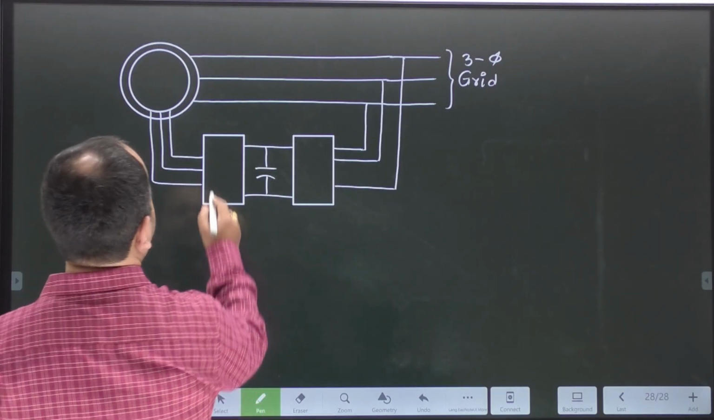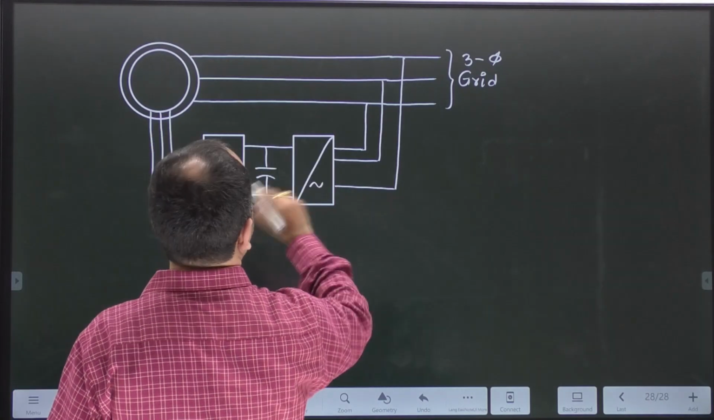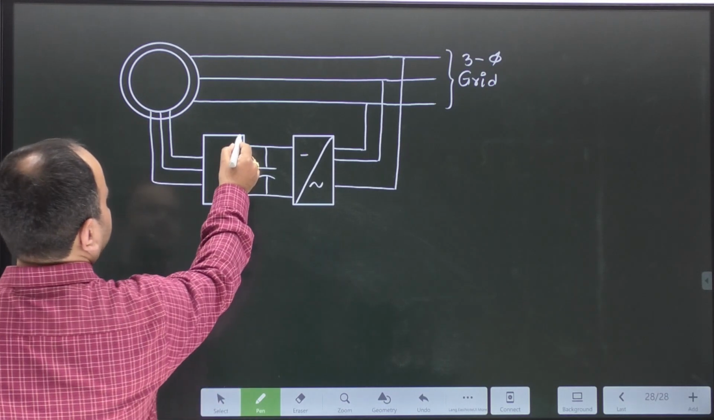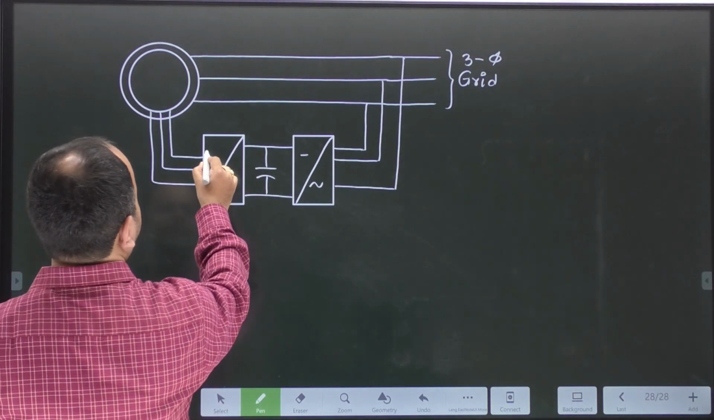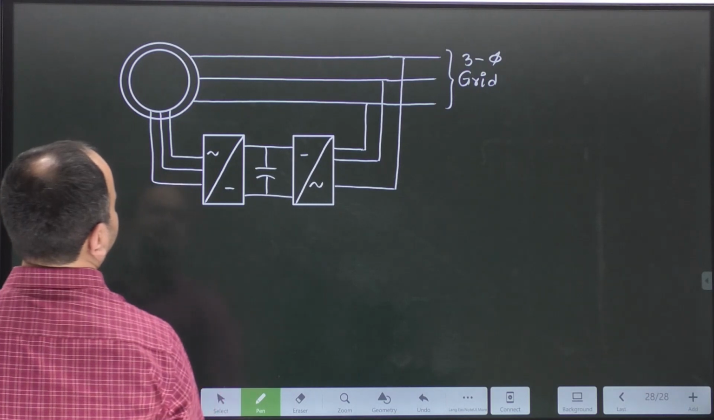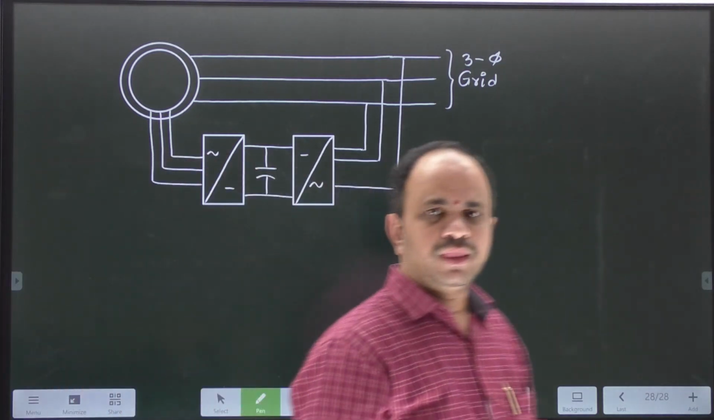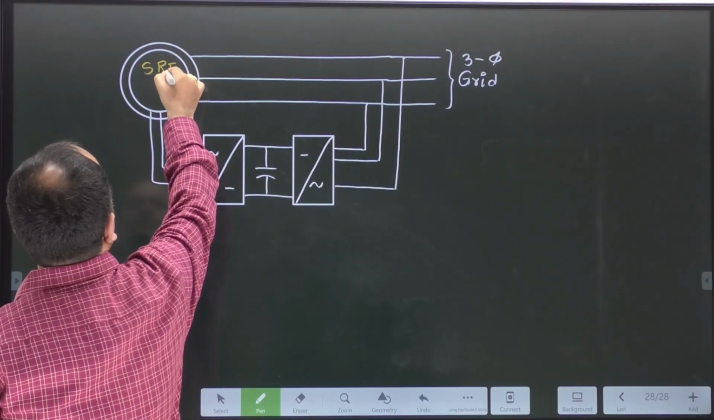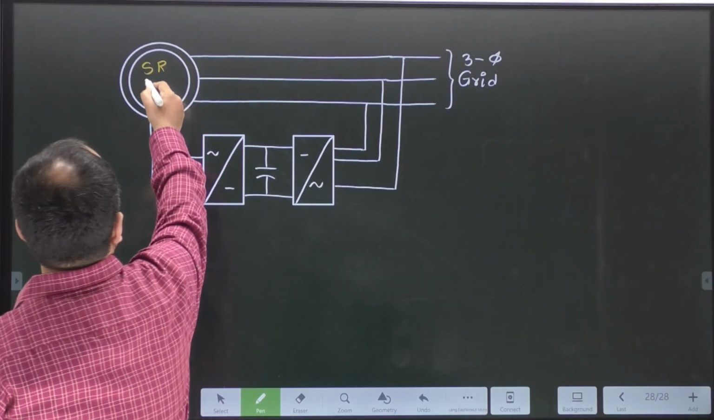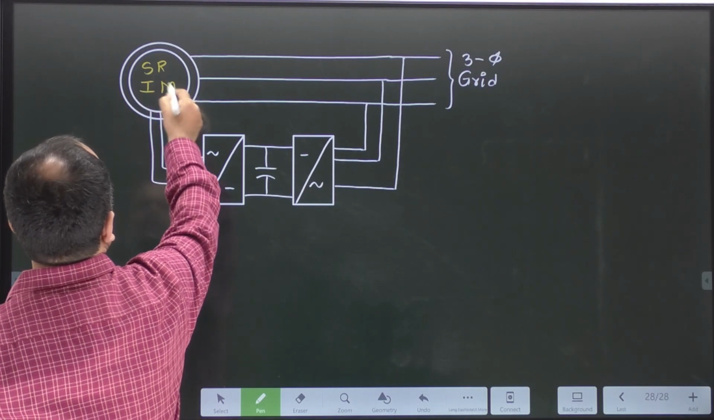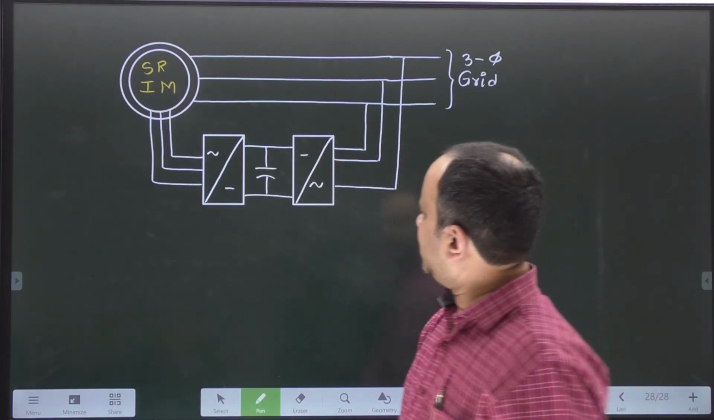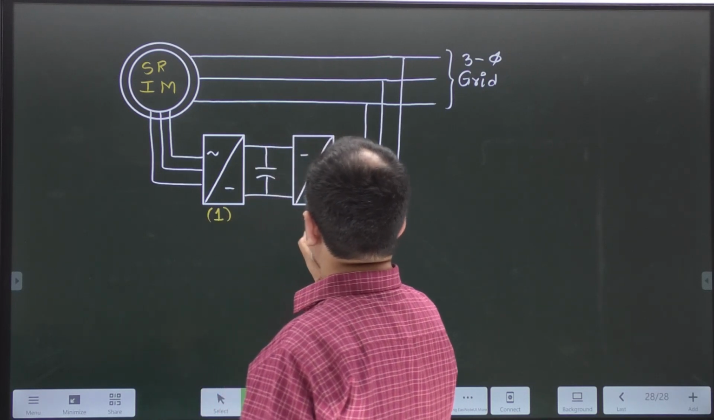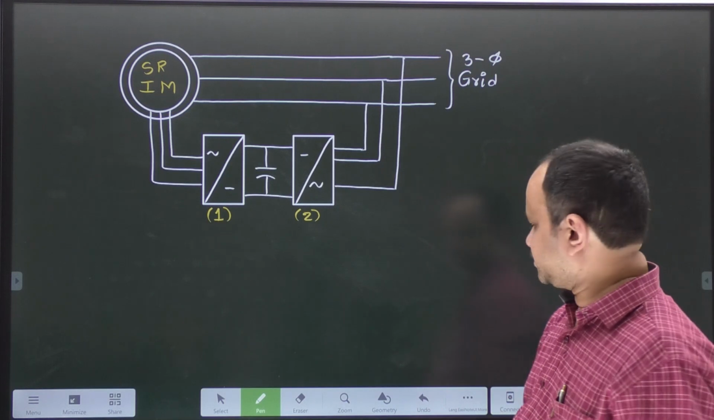So let us say here this is an AC and it is a DC, and here it is AC and this is a DC. There are two converters, right? And what is this motor? Slip ring induction motor. Let me call it converter 1 and converter 2.